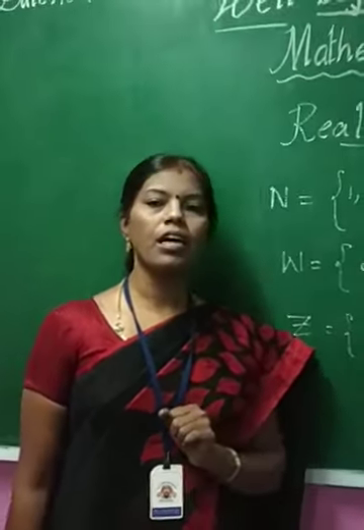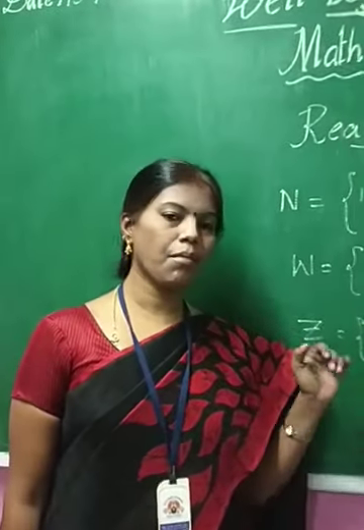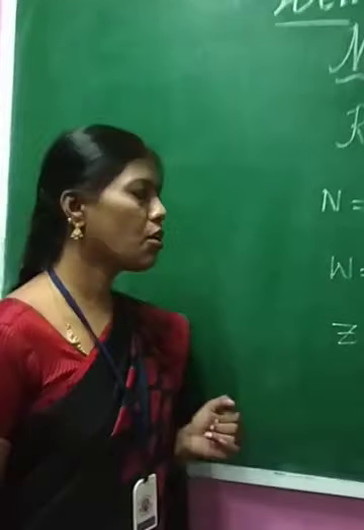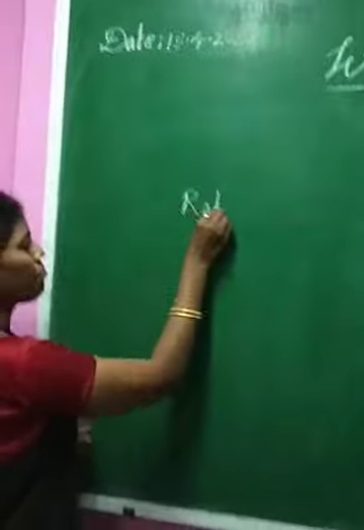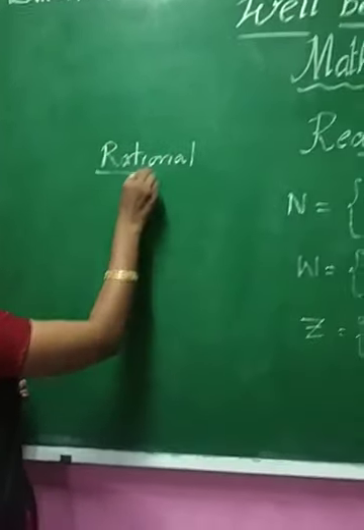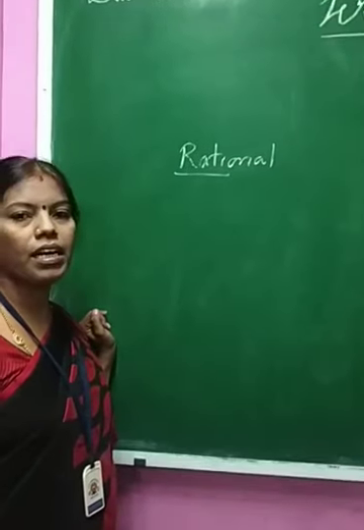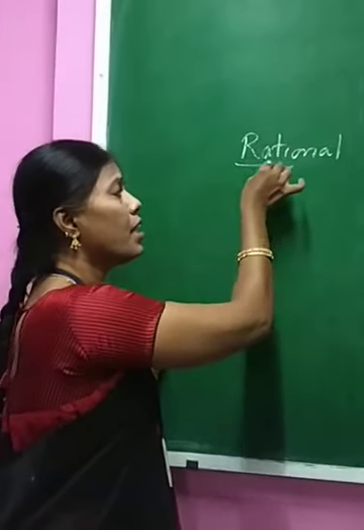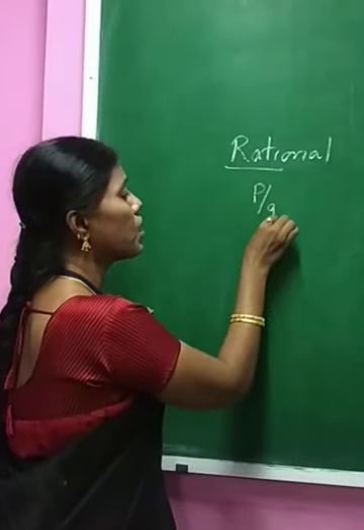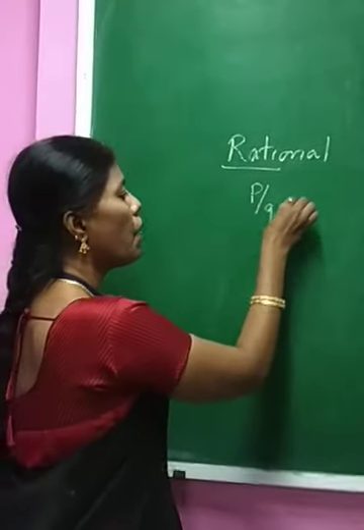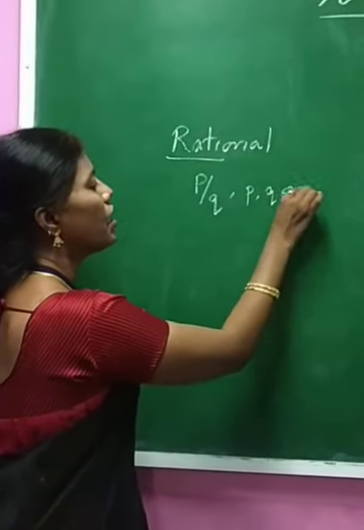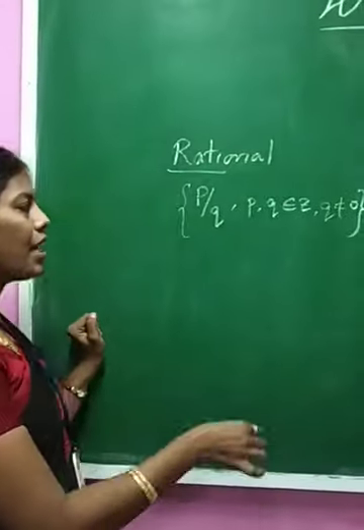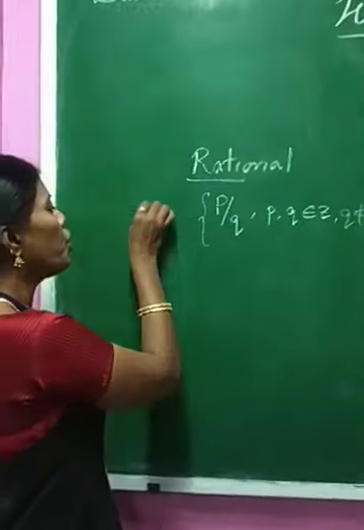So now we go for rational numbers. We have to learn today more about the rational numbers. What are rational numbers? In the word rational, we have ratio. Ratio is nothing but comparison of 2 quantities by using division. So the numbers which are in the form of p by q, where p and q are integers and q is not equal to 0, we call them rational numbers. Rational numbers are denoted by the letter Q.